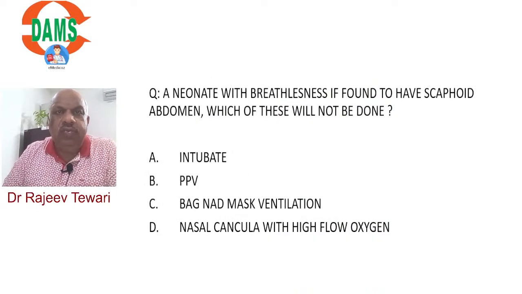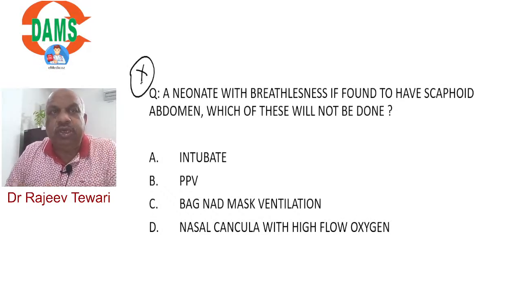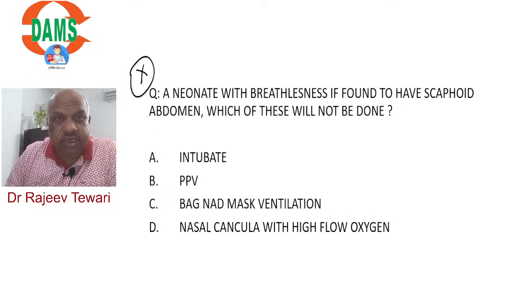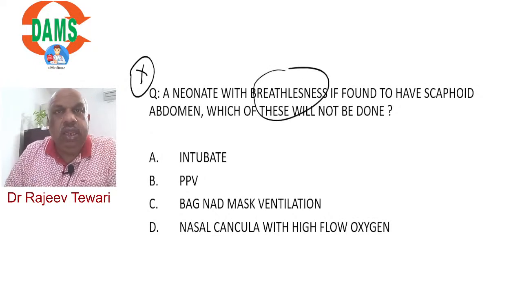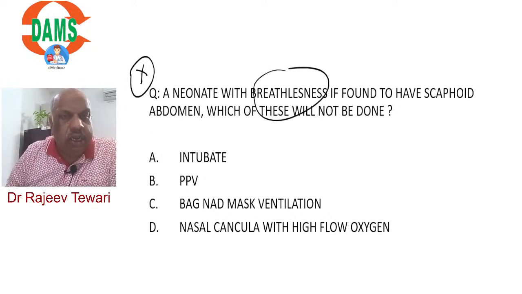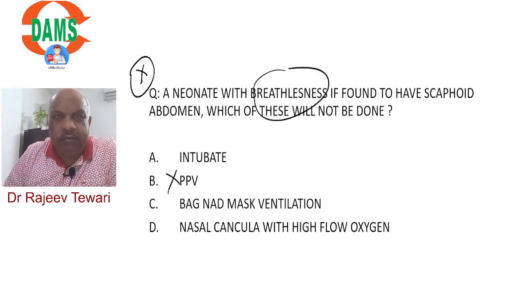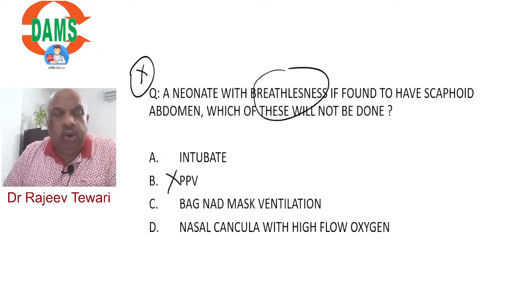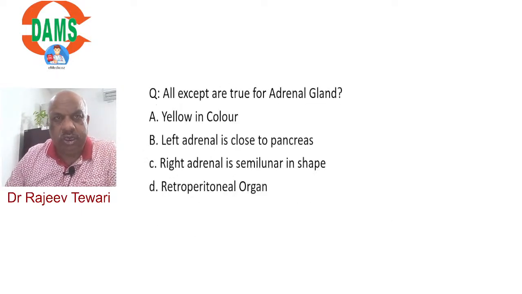A neonate who is breathless found to have, I am not sure whether this question was asked or not, because one student told me this question, others didn't say this. So breathless found to have a scaphoid abdomen is most likely a diaphragmatic hernia where positive pressure ventilation should be avoided. You gave membrane oxygenation, not positive pressure. So obviously, I am not sure of this question. It's an old question, simple question.